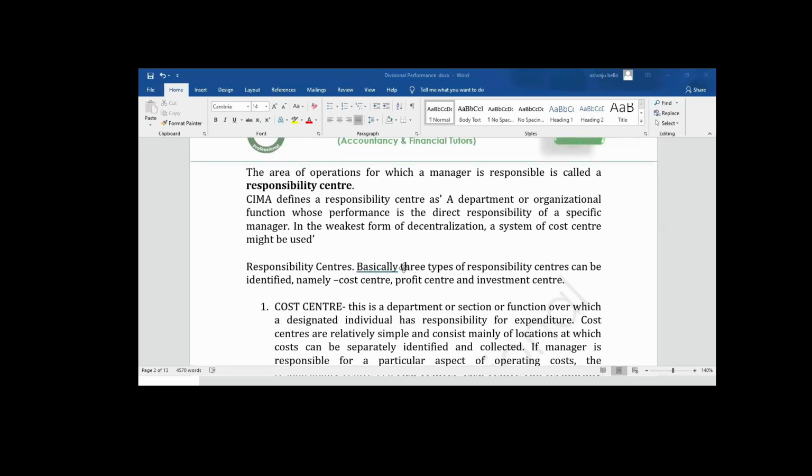Anyway, we are trying to explain responsibility center. We said it is the area of operation for which a manager is responsible. We can also define it as a department or organizational function whose performance is the direct responsibility of a specific manager. According to the Chartered Institute of Management Accounting, a responsibility center is a department or organizational function whose performance is the direct responsibility of a specific manager. Let me throw more light on that.